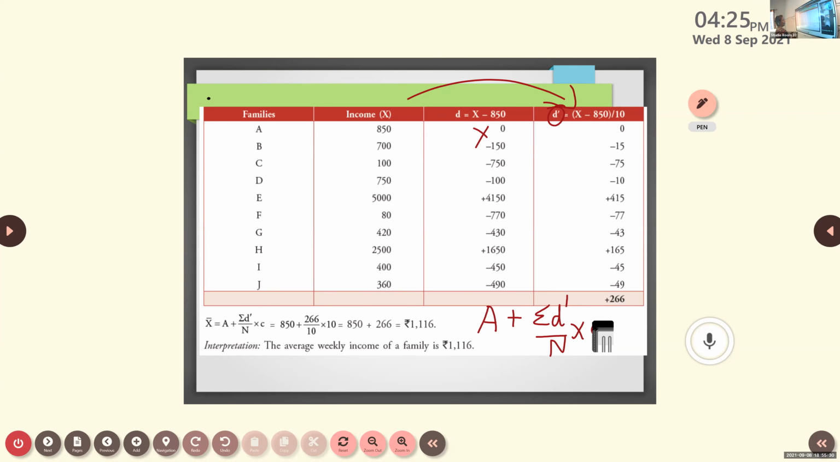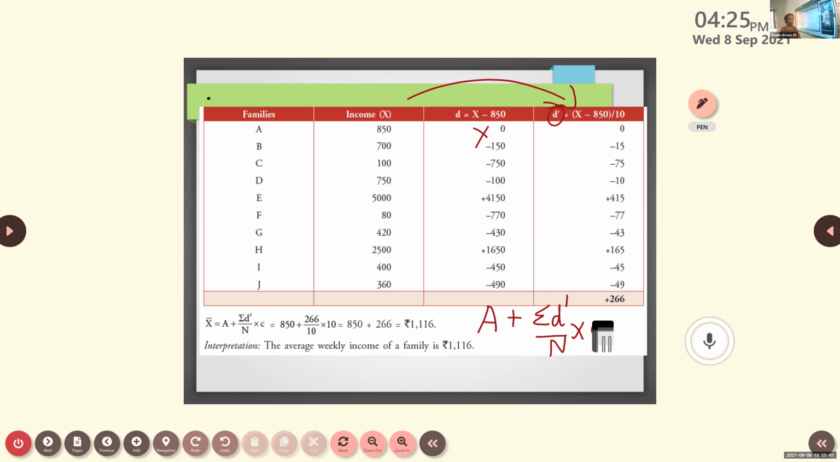Okay. So this is another method through which we can get mean. What is the name of this method? Anyone? Step deviation. Step deviation method. Okay. It is a step deviation method.